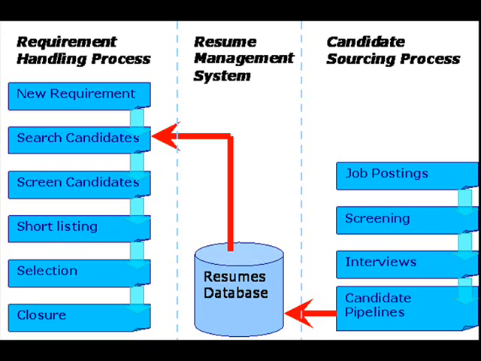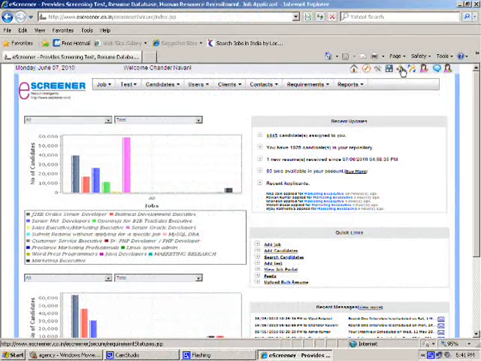In order to build a strong resume database, you need a resume sourcing process in place. Typically, that is done by posting jobs on portals, running an ad in newspaper, etc. Efficiency of sourcing process is key to building a strong resume database. Let's look at each of these aspects in detail and see how eScreener helps you.